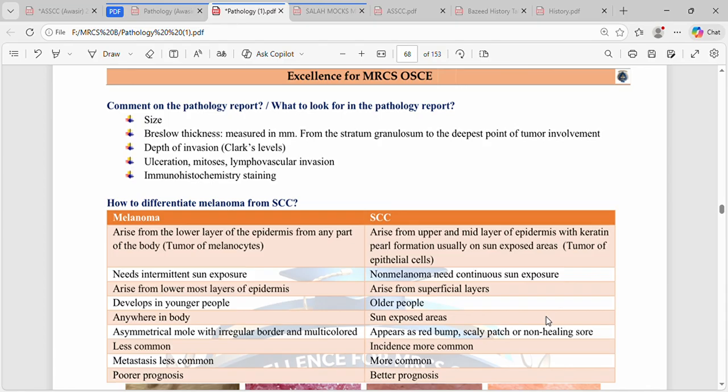Melanoma arises from the lowermost layer of the epidermis; squamous cell carcinoma arises from the superficial layer of the epidermis. Melanoma develops in younger people; squamous cell carcinoma develops in older people. Melanoma can occur anywhere in the body, while squamous cell carcinoma occurs on continuously sun-exposed areas like the hands, face, and extremities. Melanoma is an asymmetrical mole with irregular border and multiple colors; squamous cell carcinoma appears as a red bump, scaly patch, or non-healing sore.